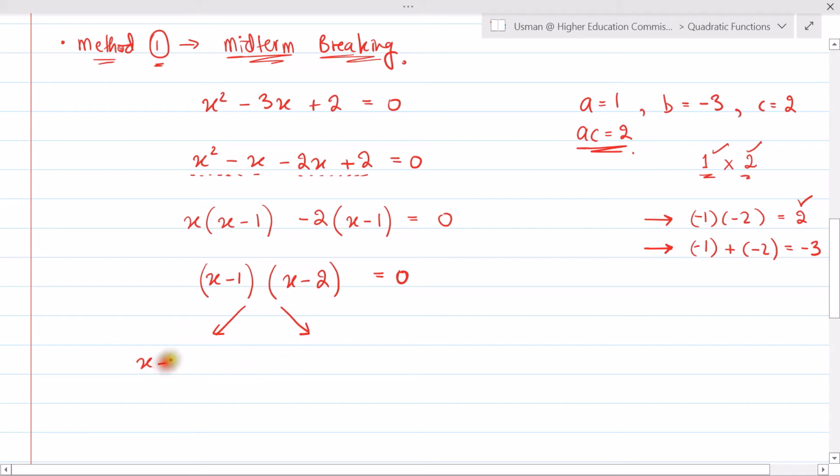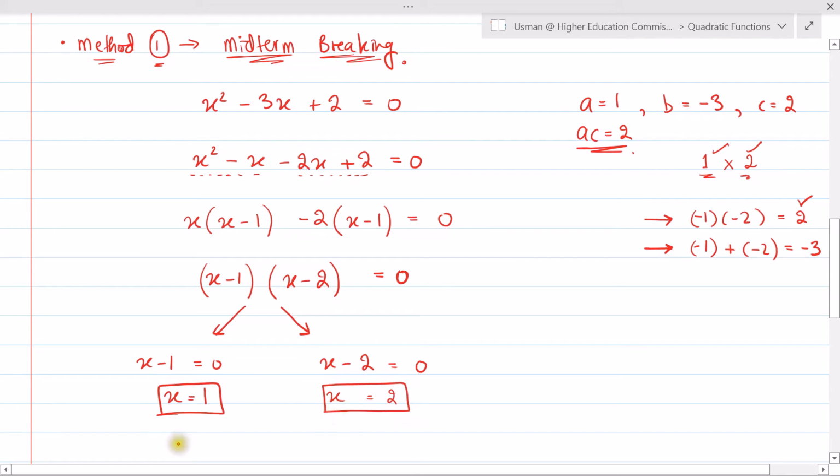So put both brackets equal to 0 individually. So this is x minus 2 equals 0. In order to find the value of x, you need to isolate it. So I move the minus 1 to the other side. So this is one answer. And the second answer is going to be x equals 2.